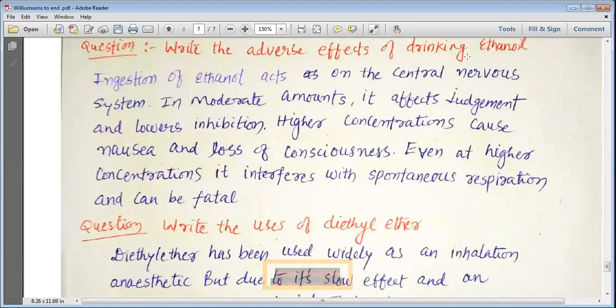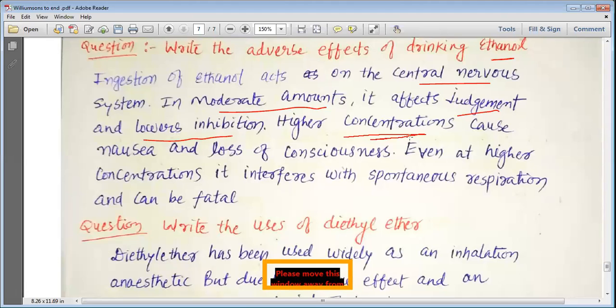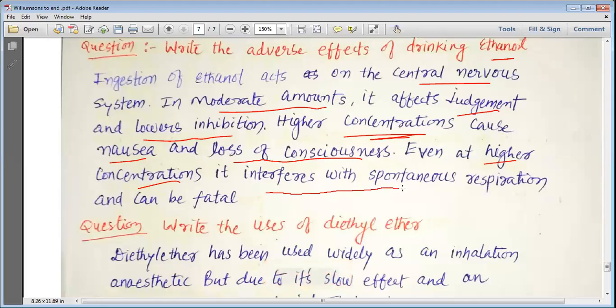Write the adverse effect of drinking ethanol. So what happens if we drink ethanol? Ingestion of ethanol acts on the central nervous system. In moderate amounts, it affects the judgment and lowers the inhibition. A higher concentration can cause nausea and loss of consciousness. Even higher concentration causes interference with spontaneous respiration and it can be fatal. That means it can cause death.